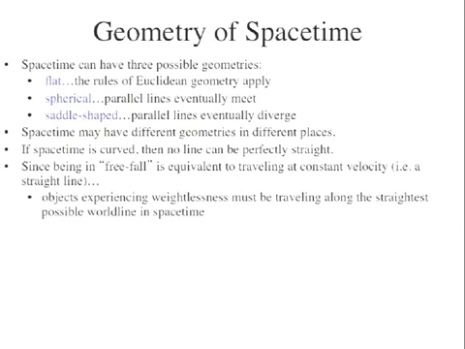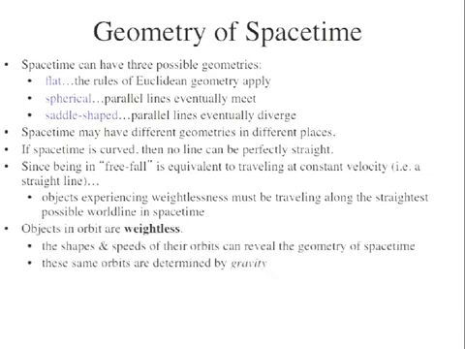Now, the free fall observer is an observer traveling along the straightest possible world line. That's what it means to be in free fall. The objects are all weightless, all right? And all those objects have an orbit that is determined by gravity. And that is what we mean by weightless and equivalence.